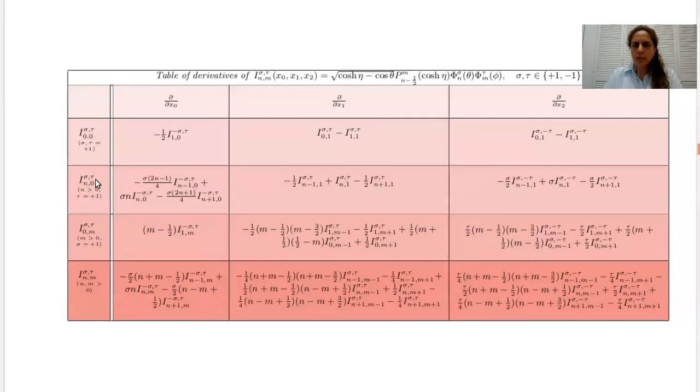Then we suppose that m is equal to 0 and we calculate the derivative of capital I for every n greater than 0. And then for n equal to 0 and for every n greater than 0. And the last line is for every n and m greater than 0. And as you can see here in this table, inside every cell is the same function. I mean, all of them are capital I.